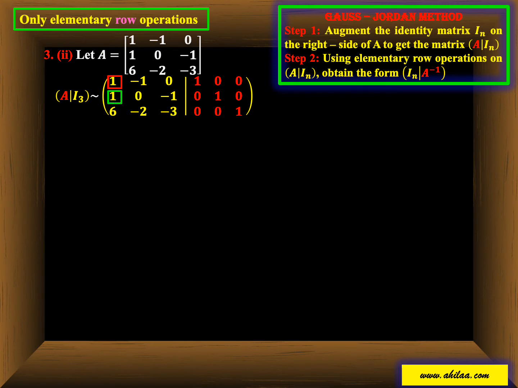A21, which we want to be 0, but it is 1 here. It is quite simple. We can subtract R1 from R2 to make this one 0. So the operation is R2 goes to R2 minus R1. Next, the A31 element is 6 here. We want to make it 0 using row 1 as the pivot row. I make the operation as R3 goes to R3 minus 6 R1.